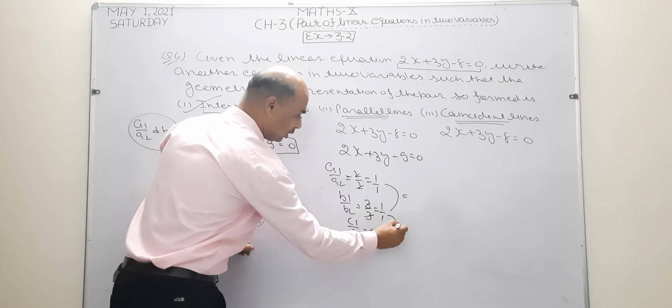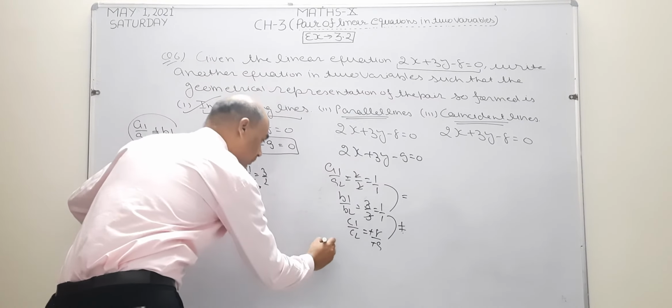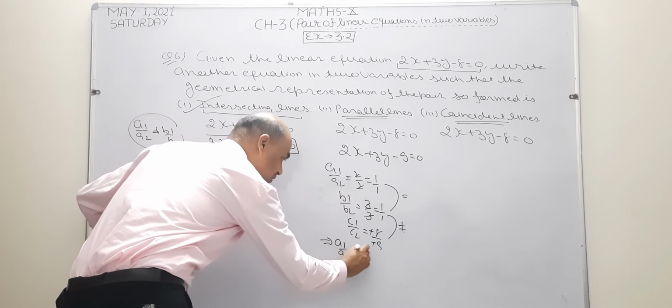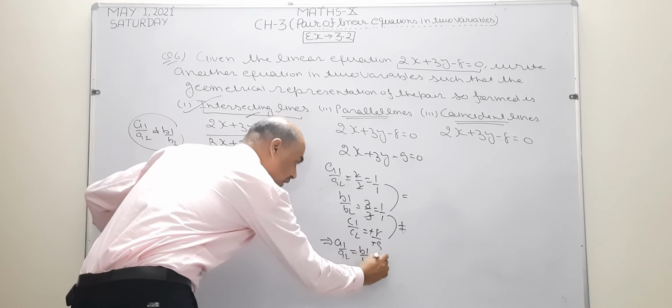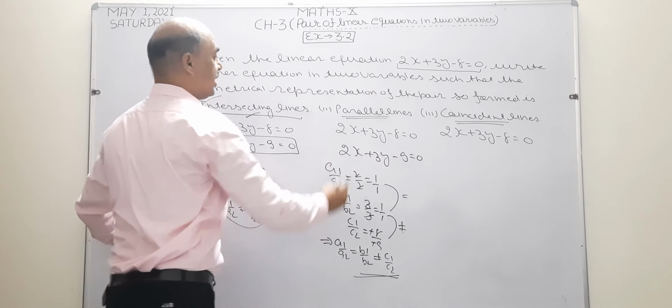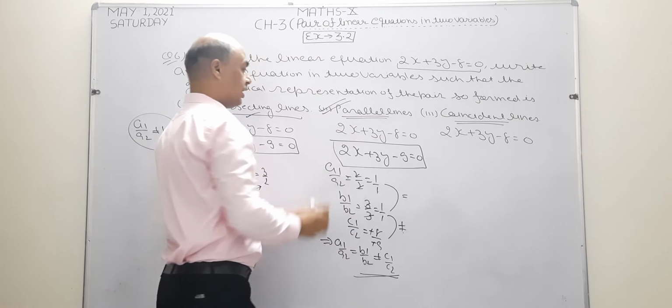Are these two ratios equal? No, these are not equal. So the given pair represents the ratio A1 by A2 is equal to B1 by B2 is not equal to C1 by C2. And we know that such a type of pair represents parallel lines. So this is the answer of the second part.